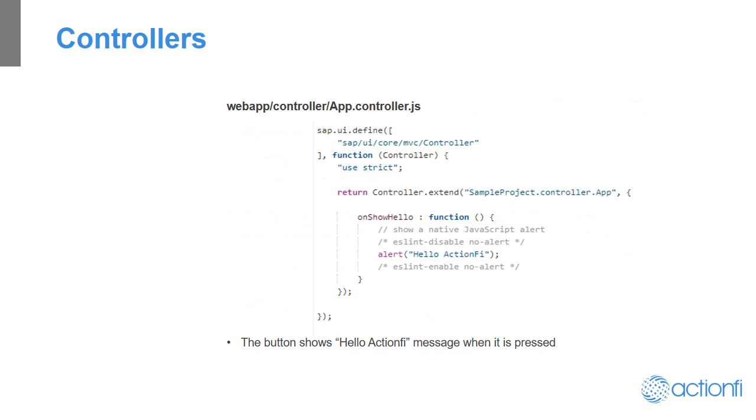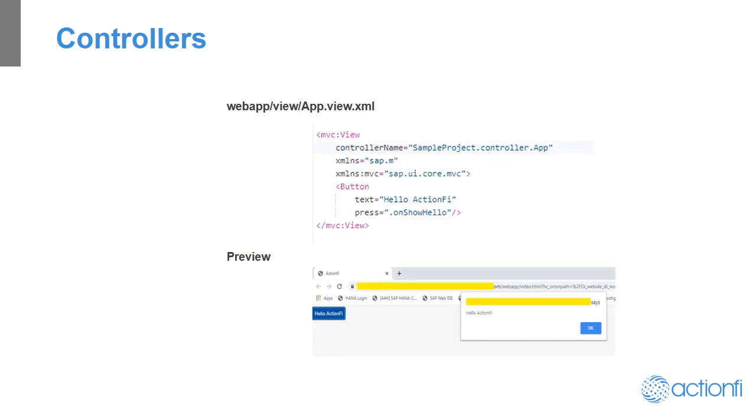The onShowHello event handler function for the button is defined inside the controller, which will alert the Hello Actionify message when it is pressed. Here you can see the app.view.xml file. The Hello Actionify button along with the message is previewed below.